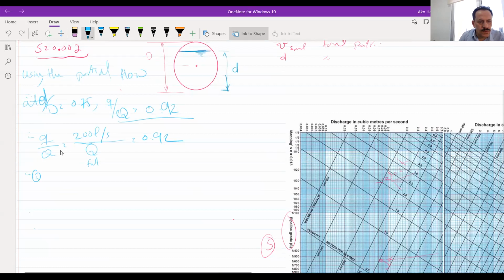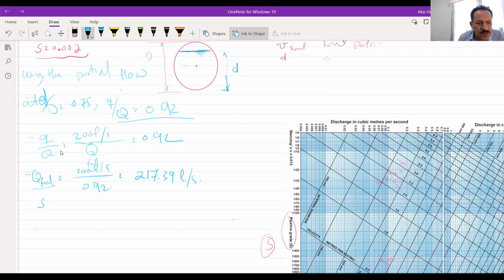So 200 liter per second divided by 0.92 is 217.39 liter per second. Do we have this Q right now? No, but this is the capacity of this sewer to hold this flow. Okay. Now this will be the full flow Q.